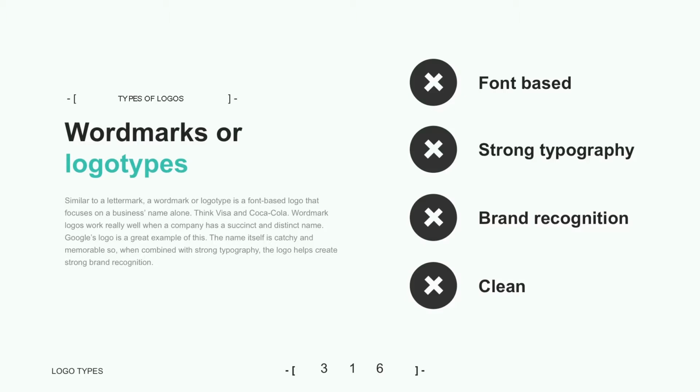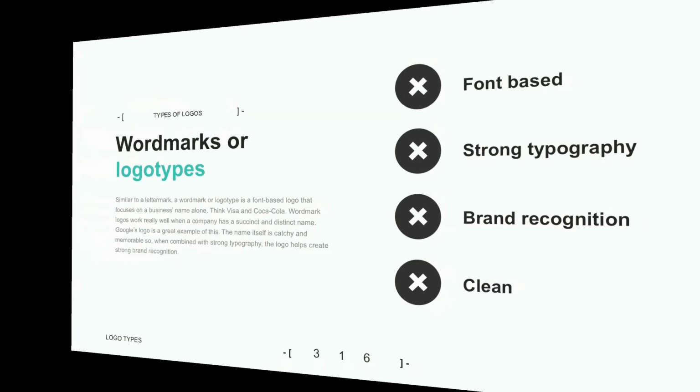The name itself is catchy and memorable, so when combined with strong typography, the logo helps create strong brand recognition. One of the key highlights of a wordmark or logotype is that it's font based, it has strong typography, and heavy brand recognition. It helps with brand recognition, and it's clean. It's very polished. So we're thinking about Coca-Cola, Google, or Visa.